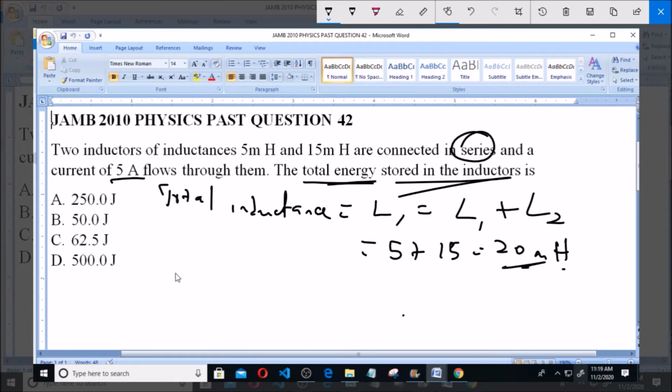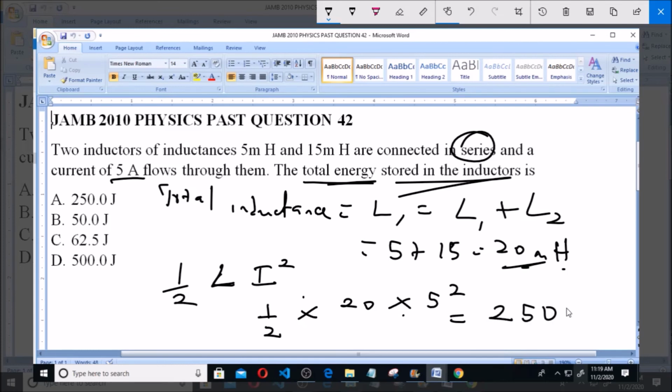Now, energy stored in an inductor is given as 1/2 L I squared. That is 1/2 times the total inductance multiplied by the square of the current. So that is 1/2 times 20 times 5 squared, and that will give you 250 joules. 250 joules is option A, which is the correct answer to this question.